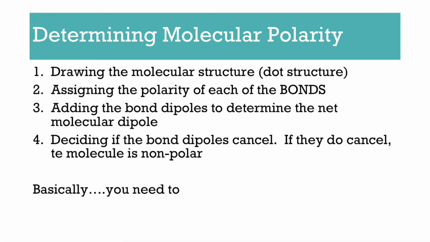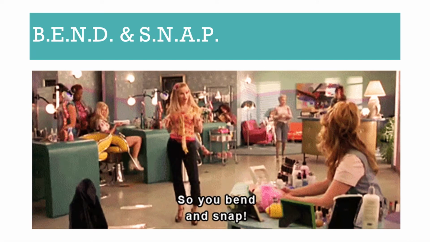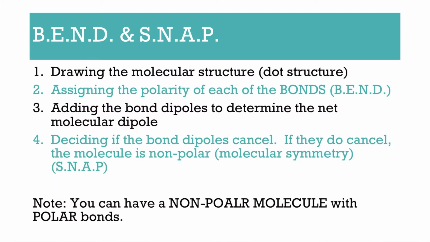And so when we're trying to figure out the polarity of a molecule, again, we have to draw the dot structure. We have to determine the polarity of each bond, add the dipoles, and then see if they cancel. So basically, you need to bend and snap. So looking at it in the bend and snap frame, with bend, you're finding the electronegativity difference for each bond. You have to look at the bonds first. Then, once all the bonds are looked at, you look at the molecule itself and snap.